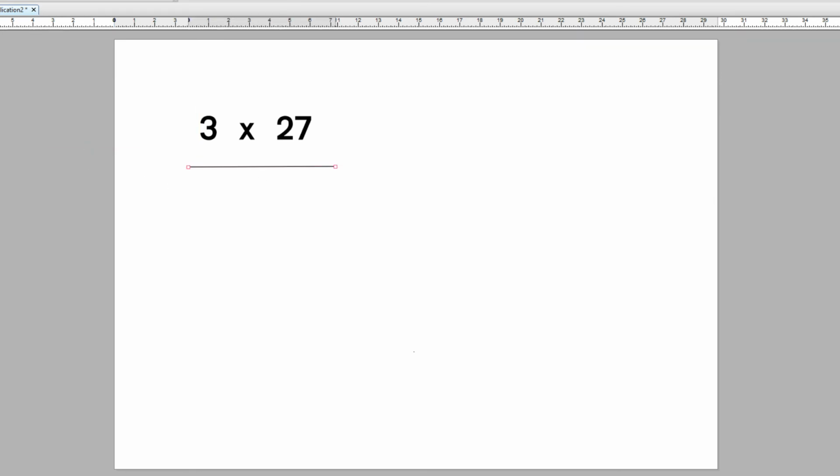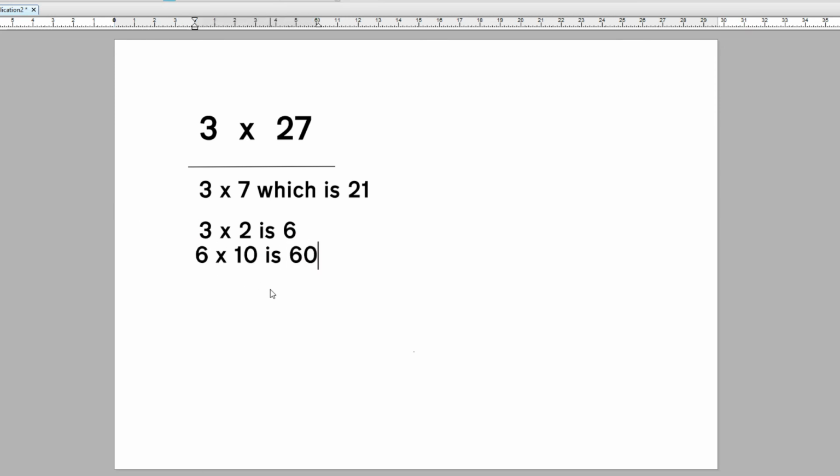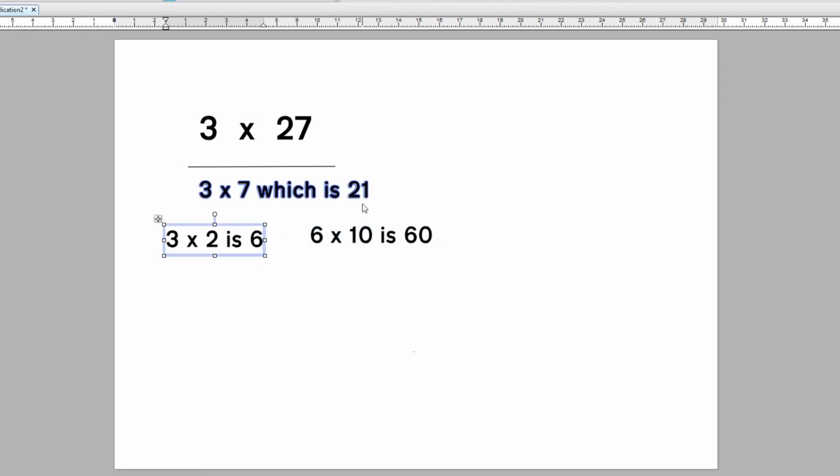I split it into 3 times 7, which is 21, and then I do 3 times 20, which I can do like this: 3 times 2, which is 6, and then 6 times 10 is 60, and then I add these in my head. So 60 add 21 is 81, and that's how I'd multiply something like that. That's how I multiply 3 times 20. So that's what I just did there.